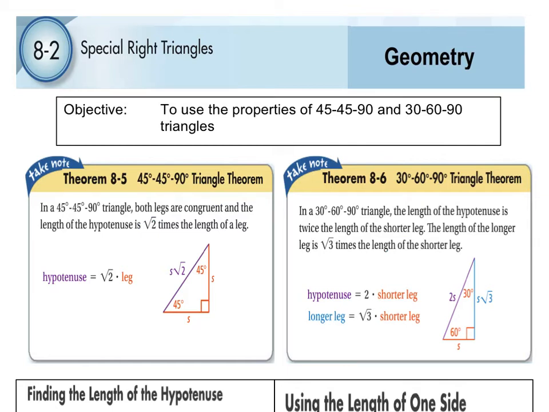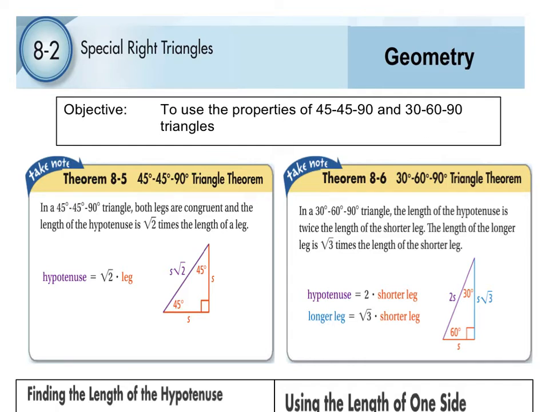Okay, section 8.2 talks about special right triangles. Now, we've talked about right triangles. We've talked about the Pythagorean theorem, how to find sides of right triangles. There are 2 types of triangles that are considered special right triangles. The 2 types of triangles are the 45-45-90 triangle and the 30-60-90 triangle. These are the angles of the triangle. It has a 45-degree angle, a 45-degree angle, and a 90-degree angle in that triangle. And the other triangle has a 30-degree angle, a 60-degree angle, and a 90-degree angle.